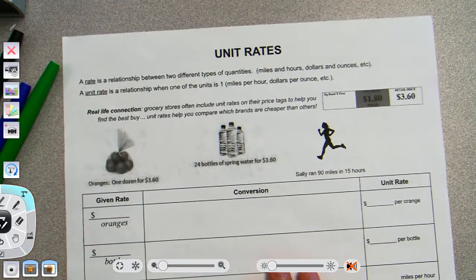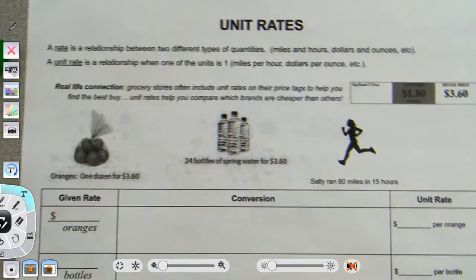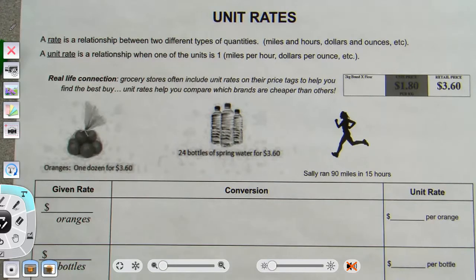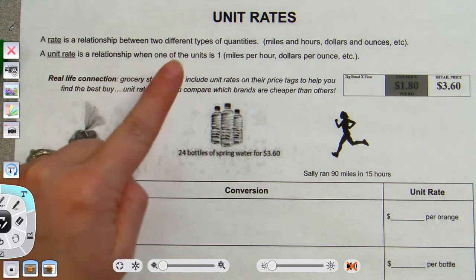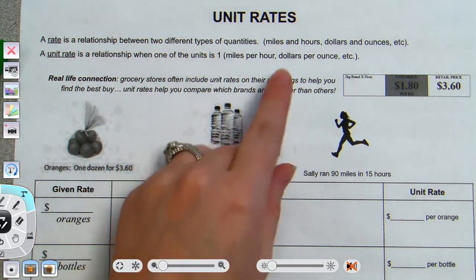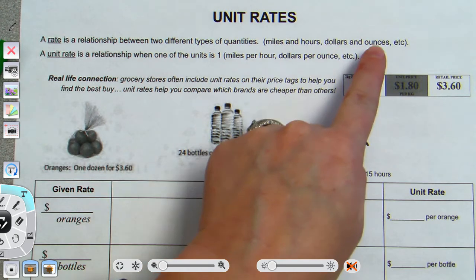So I'm going to zoom in a little bit so that we can see our notes a little bit closer. Okay, so today we're going to talk about unit rates. Now, a rate is a relationship between two different types of quantities. For example, miles and hours, dollars and ounces.